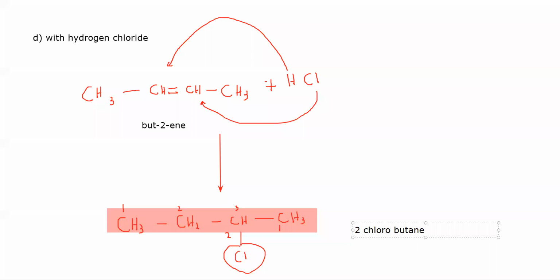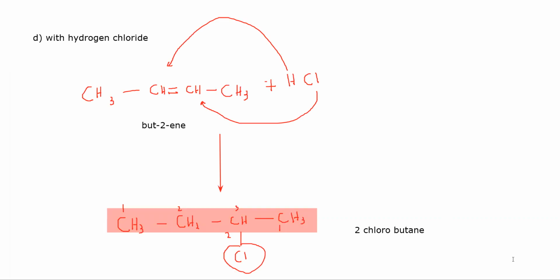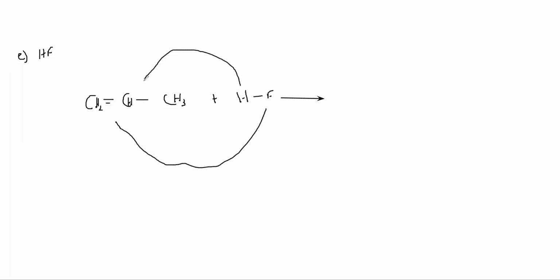Okay, another example. If you have it reacting with hydrogen fluoride, and C double bonded with C. So this is CH2, CH, CH3. So if it is reacting with hydrogen fluoride, or HF, what happens? If fluorine is attached to the first carbon, the second one will get hydrogen. So it will form CH2, CH2, CH3.